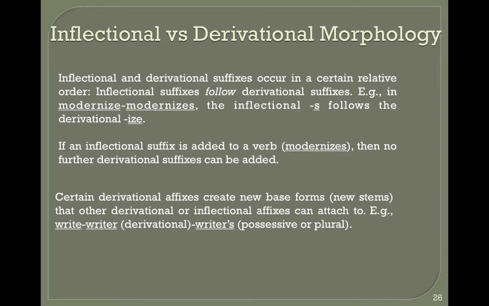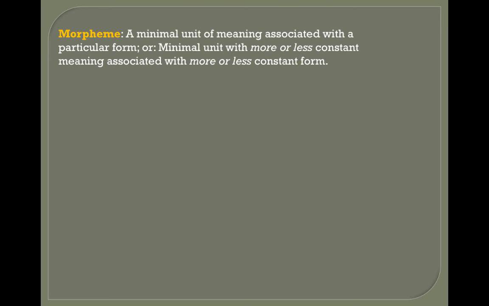And it's also the case that certain derivational affixes make new base forms or new stems. So depending on the way we're looking at a word, if we add the -er derivational suffix to the verb to write to form the stem writer, then that's the new base form. And then we can add an inflectional morpheme onto that, the possessive or plural, to form writers. Okay, let's return to our working definition. We're calling a morpheme a minimal unit of meaning that's associated with a particular form, or a minimal unit with a more or less constant meaning associated with a more or less constant form.